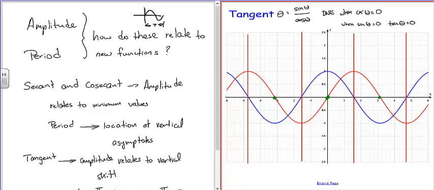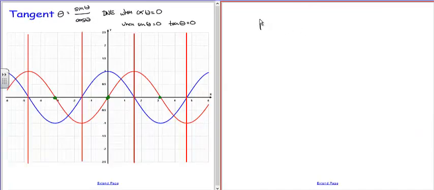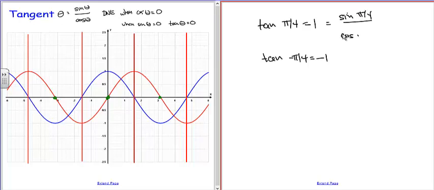So the other key thing to remember is the tangent of pi over 4 is 1, and the tangent of negative pi over 4 is equal to -1. We know this is true because the tangent of pi over 4 is the sine of pi over 4 divided by the cosine of pi over 4, and pi over 4 has the same trig function values for both the sine and the cosine. So you get something divided by itself, which is 1.